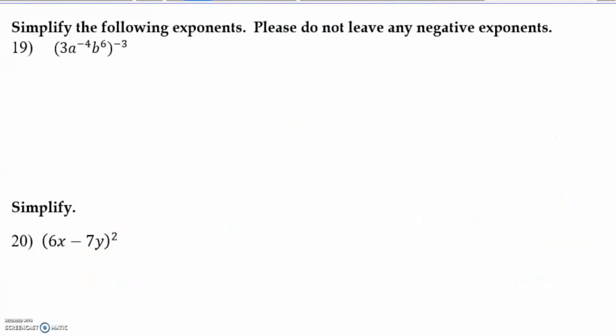Last 2. Number 19, simplify the following exponents. Please do not leave any negative exponents. So if I take a look at this problem, I notice that I'm raising to a negative exponent, and there are 1, 2, 3 bases inside there.